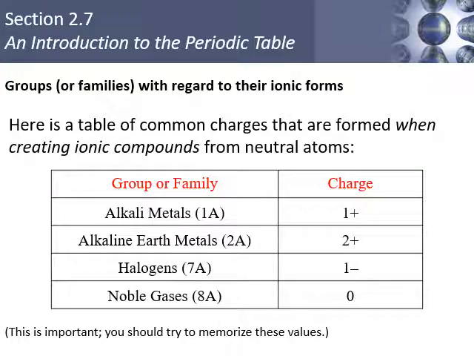So the first column or group is called the alkaline metals. The second column is called the alkaline earth metals. The 7th column is called halogens, and the 8th column is called the noble gases or the inert gases. So you should try to remember these names. And also remember that the things in the first column or group will be +1. The things in the second column will be +2. In the 7th column, they want 1 more electron, so they'll be -1. And the 8th column will not do anything, so they are going to be 0. Next slide.